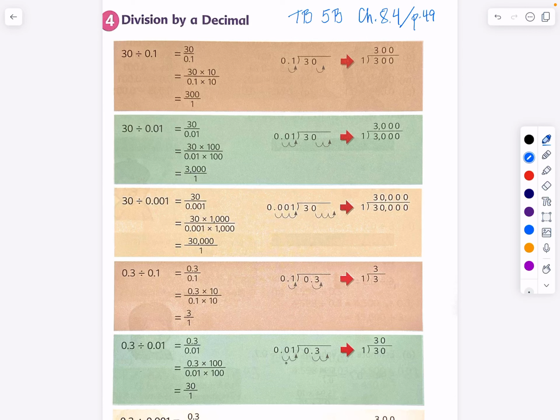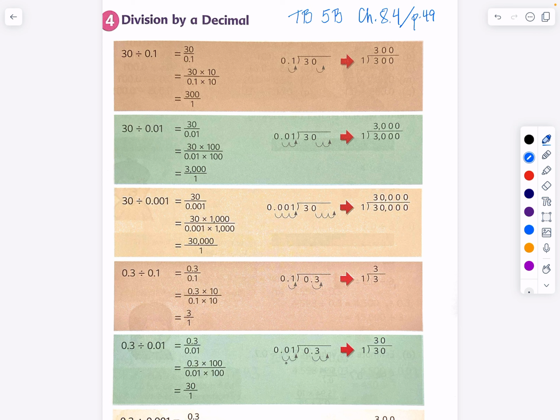Hello, hello. The topic of today's lesson is to divide decimals by decimals. As always, we're trying to solve easy examples first, and examples get more and more challenging every time. By that, we build proficiency. So let's take a look at what this textbook is giving us.